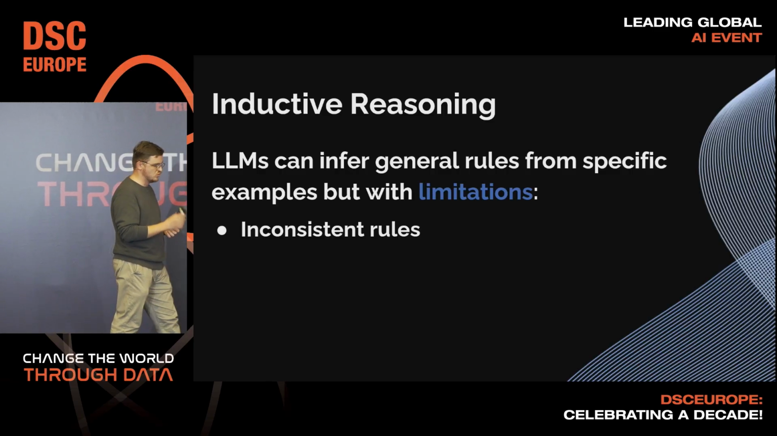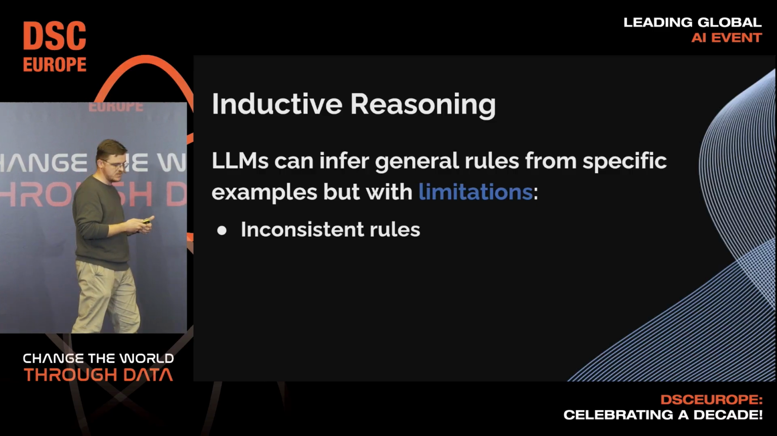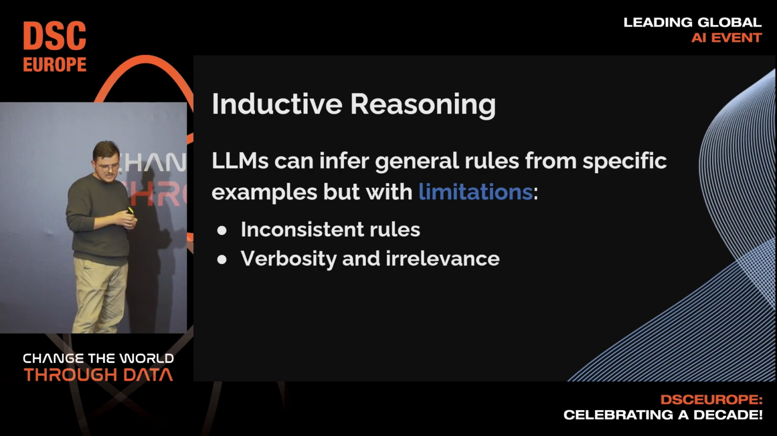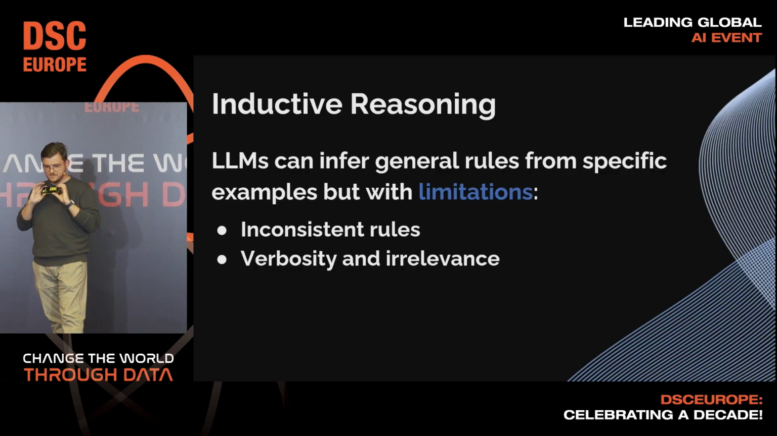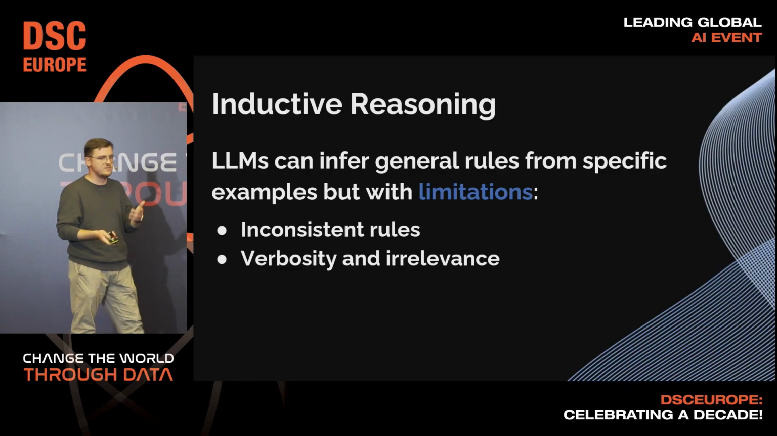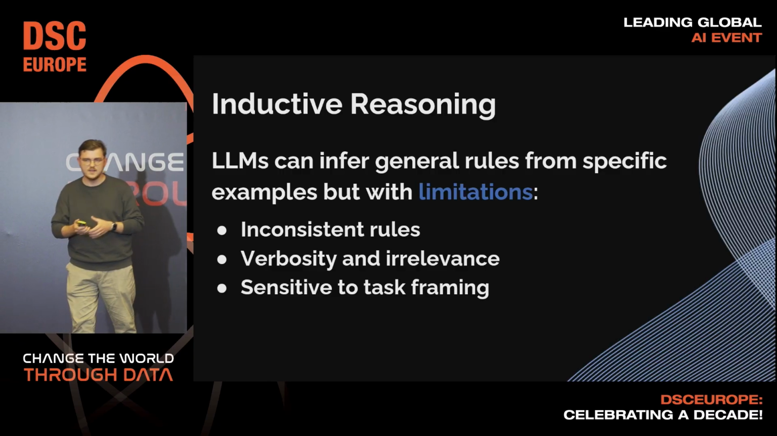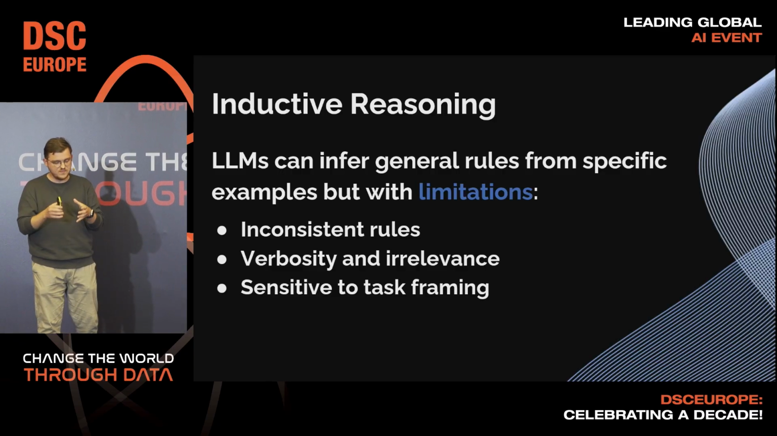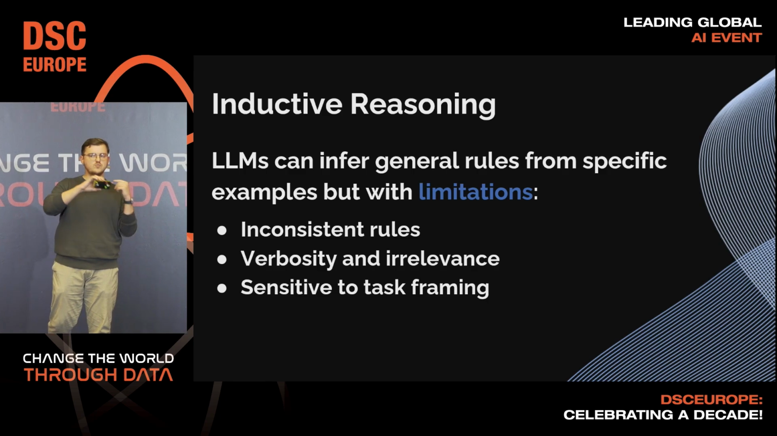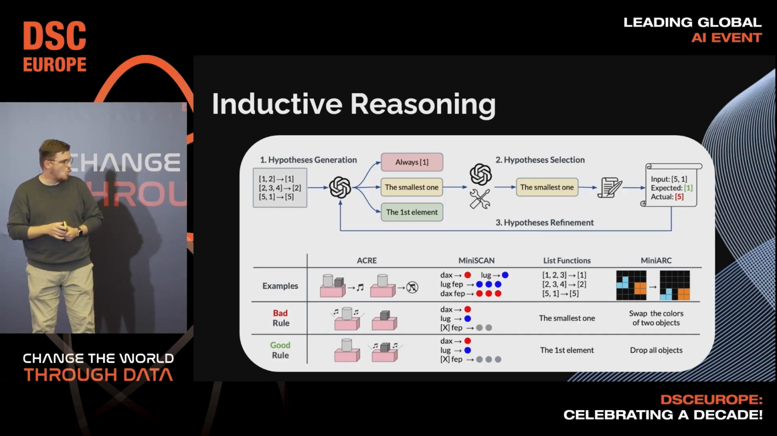The first one is inconsistent rules, and that is when LLMs infer rules, they often diverge from those a human would use. Secondly, the generated hypotheses were too long and inconsistent, and sometimes contained context irrelevant to the task they were given. They are also sensitive to task framing, and by that, researchers mean that when you alter the task description, an LLM's performance and reasoning behavior could significantly shift in unexpected ways.